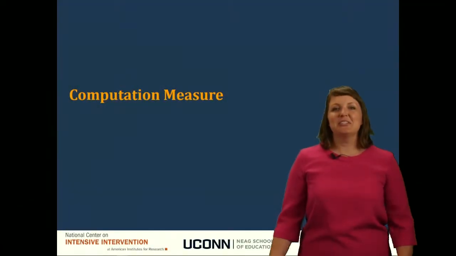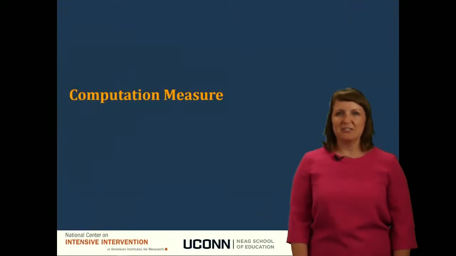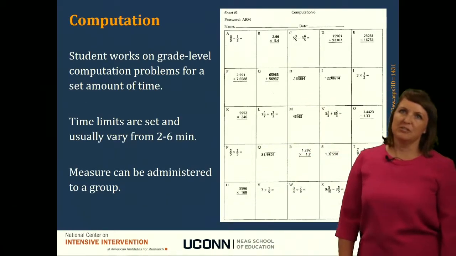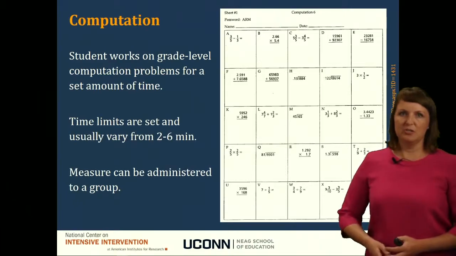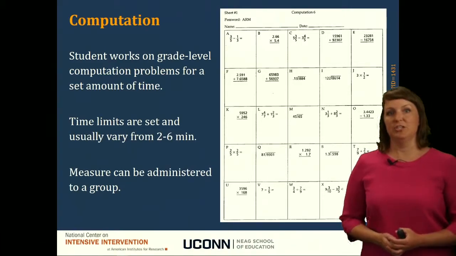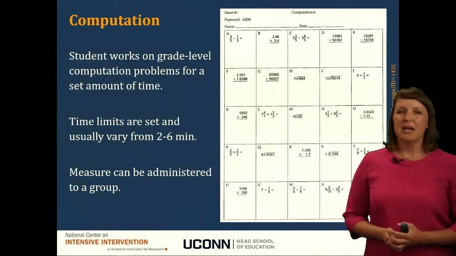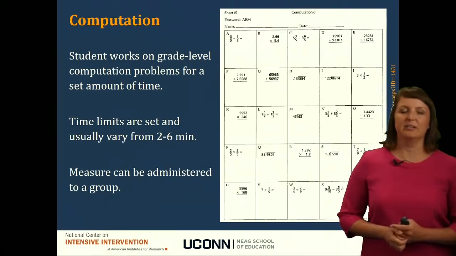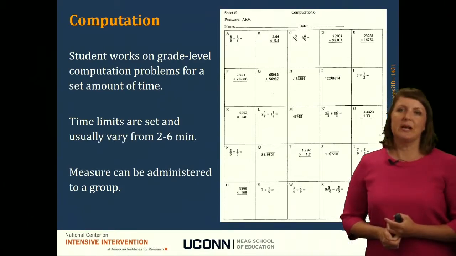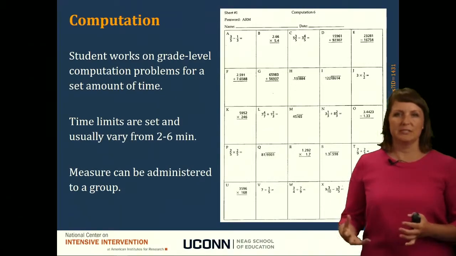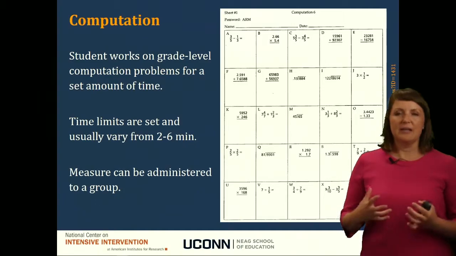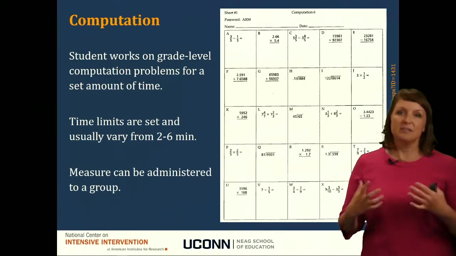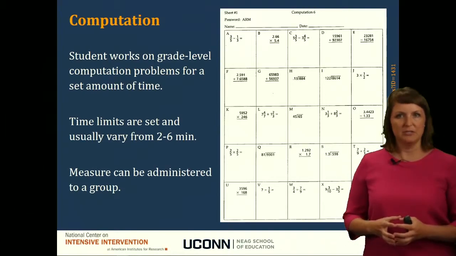All right, good job working on the early numeracy measures. Now we're gonna talk about computation measures. Computation measures are a measure where the student works on grade level computation items for a set amount of time. And usually this is a pretty brief amount of time. It's not 1 minute like the early numeracy measures. Usually the time limits are anywhere from 2 to 6 minutes. And that differs based on the different types of progress monitoring measures that you're using and the different grade levels of materials that you're using.